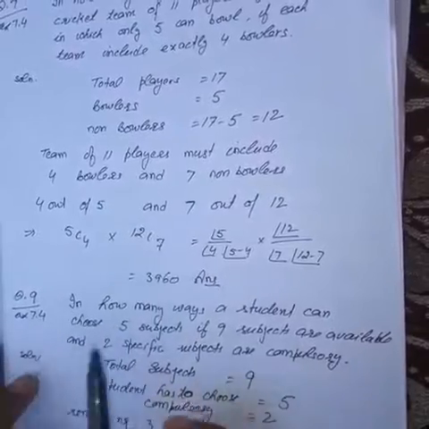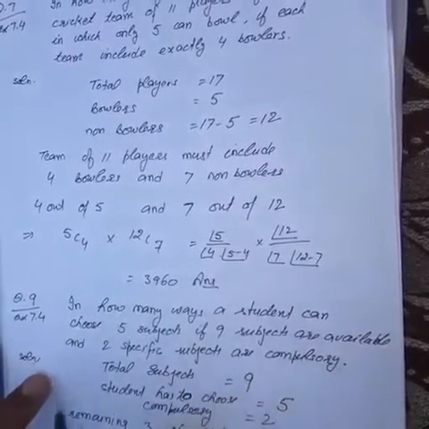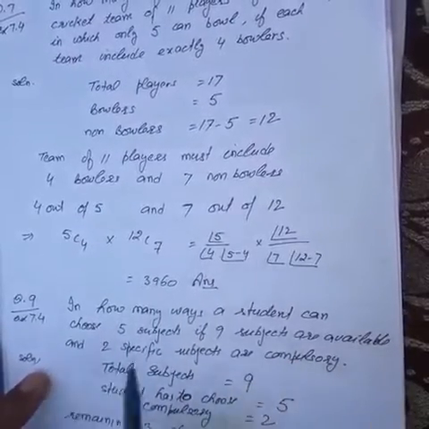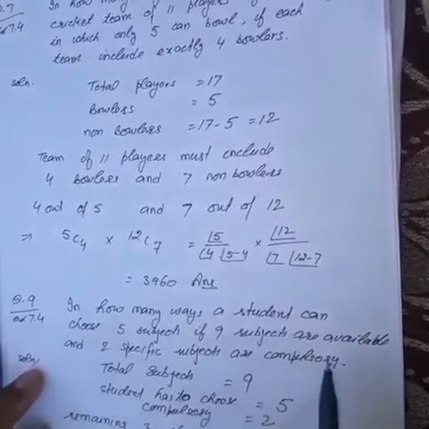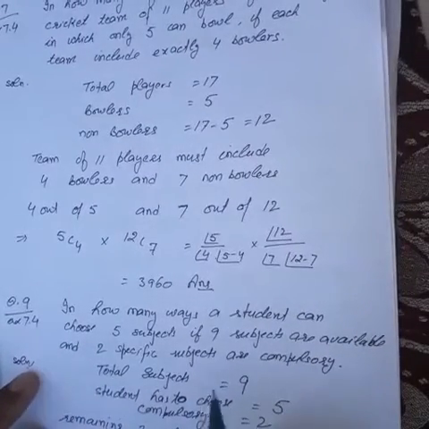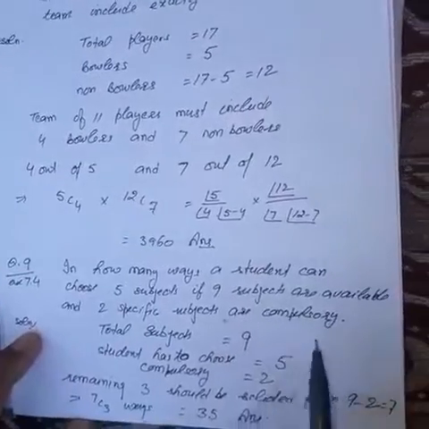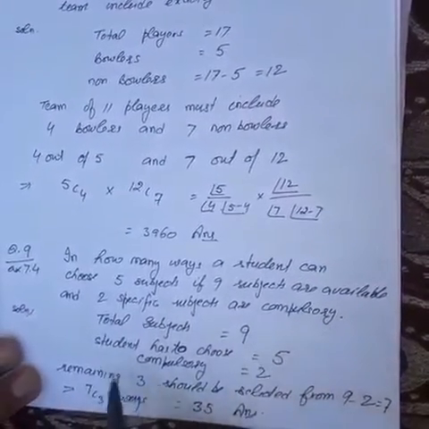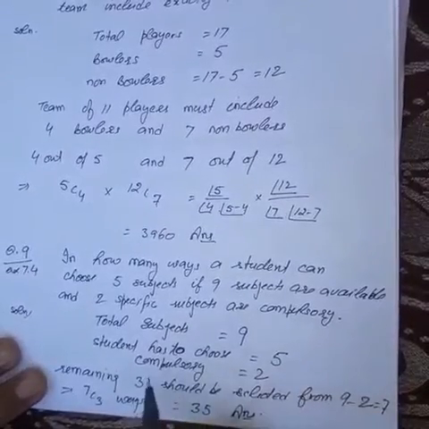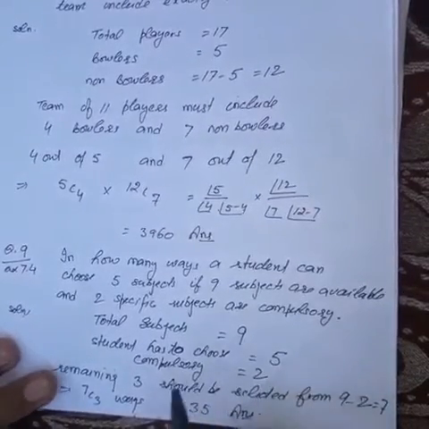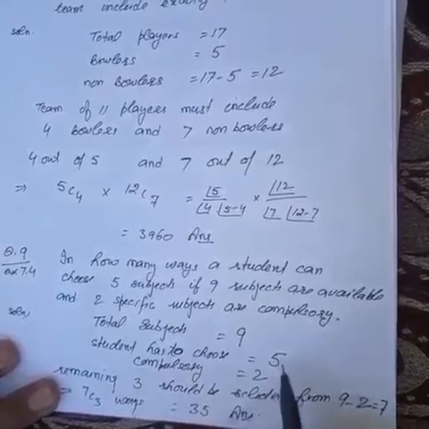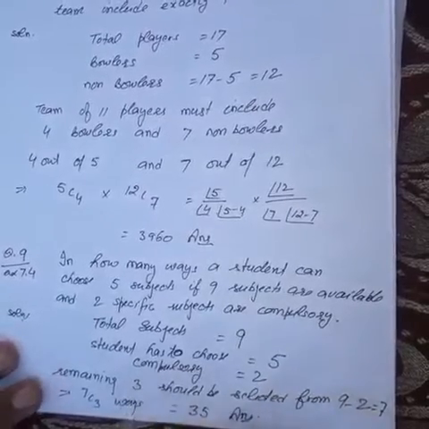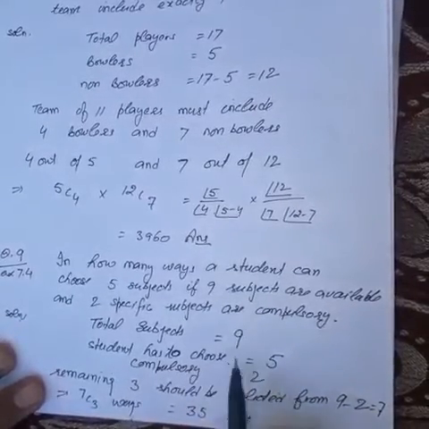Now it is question number 9. In how many ways can a student choose 5 subjects if 9 subjects are available and 2 specific subjects are compulsory? So there are total subjects 9. Student has to choose 5. Compulsory subjects are 2. It means to complete 5, the student has to select 3 more.